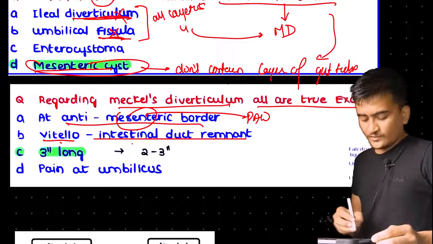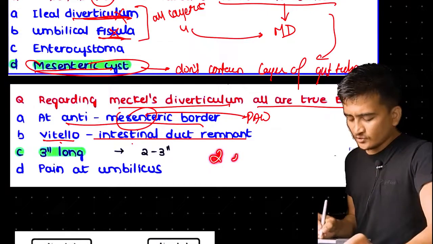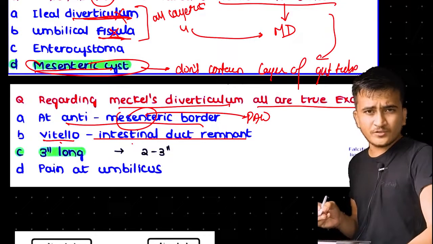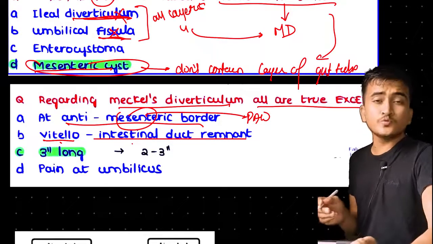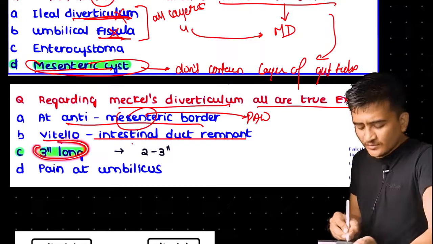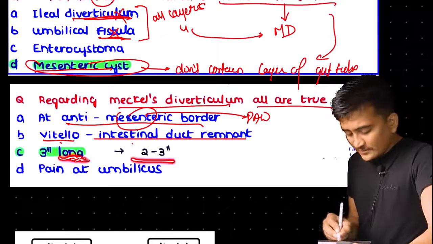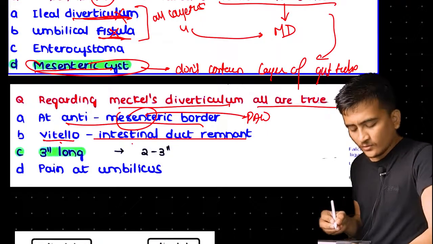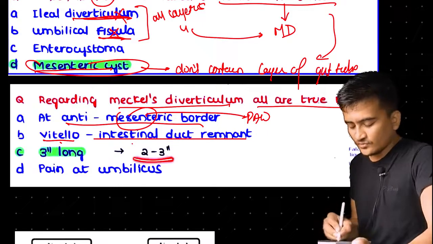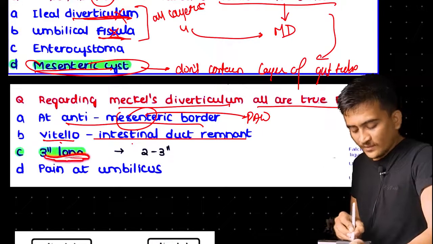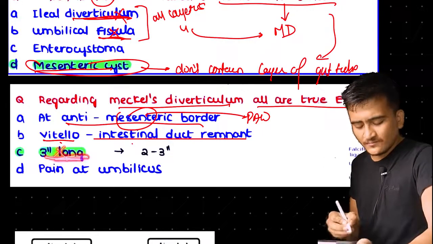That's cool. So, another thing that we say, 3-inch long, right? We said that it is 2-inch long, right? The rule of 2. 2-inch long, 2 feet away from the ileocecal junction. Another thing is, it is present in 2% of the population. So, it is written 3-inch long. The fact is that it ranges from 2 to 3 inch long, but it can also be answered, because it is also a right statement.